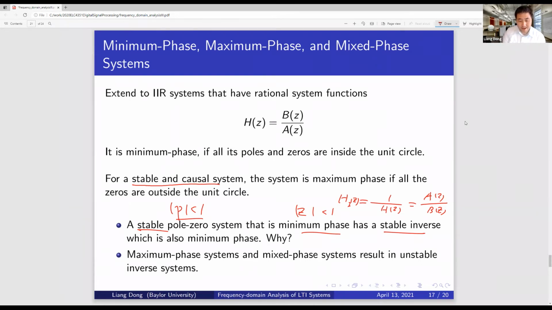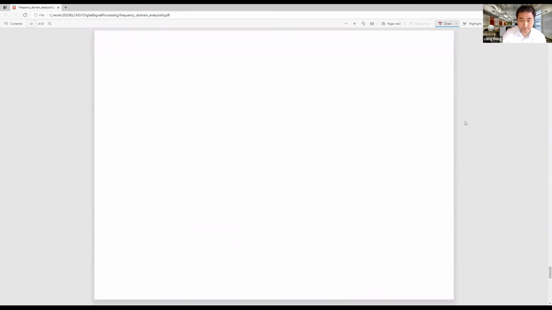A maximum phase system and a mixed phase system result in an unstable inverse system because you have zeros outside the circle. When we generate an inverse system, those zeros become poles that will be outside the circle. So it is unstable.